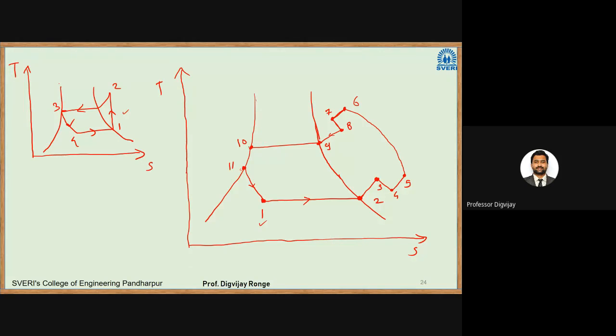9 to 10, and 10 to 11 is subcooling. 11 is the exit of the condenser. Then 11 to 1 is an expansion process in the expansion valve. So I hope you understood this process of the actual VCR cycle. If you have any doubts, you can ask. And draw this diagram, please.